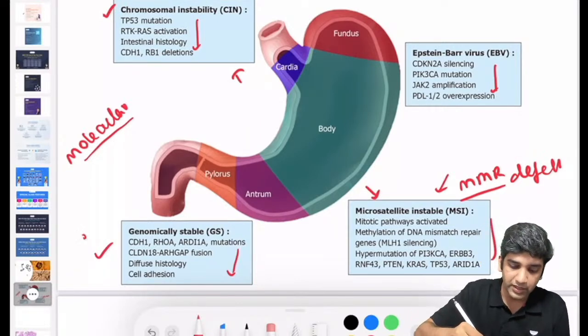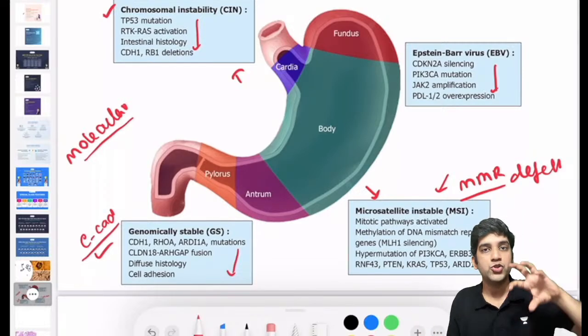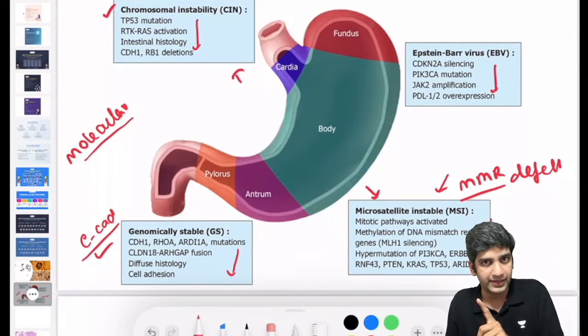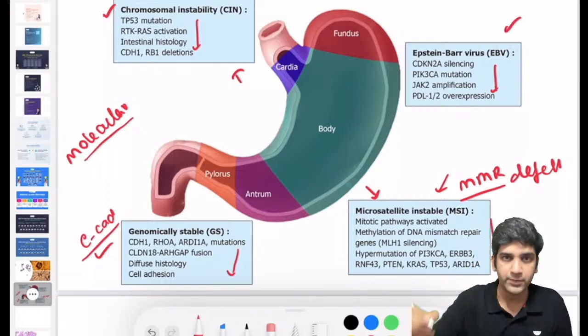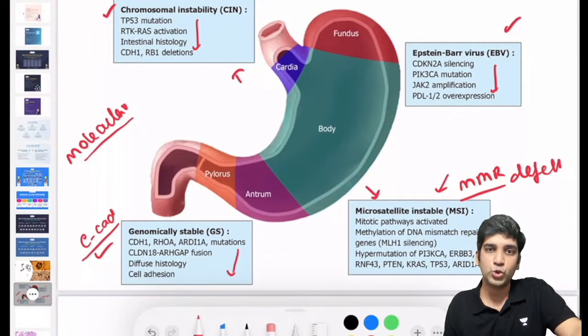So CDH1, as Dipti said, is E-cadherin. It produces E-cadherin. There's nothing to do with genomic stability, right? So the genomically stable group is something which is not going to interfere with DNA repair mechanisms. And obviously you know this as well. One of the commonest viruses seen in gastric carcinoma is Epstein-Barr virus. H. pylori is a bacteria, that's totally different.